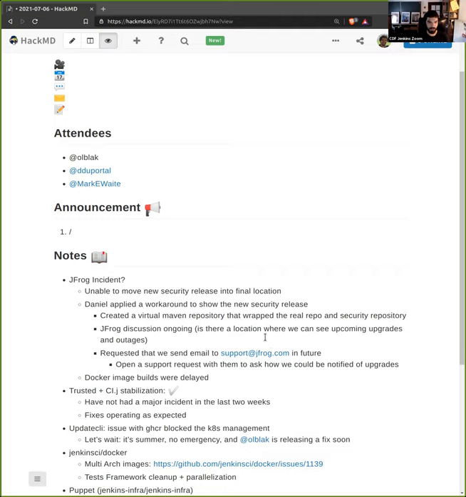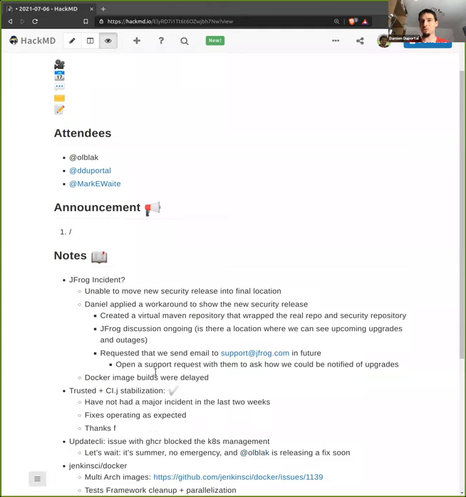So nothing major to report last week. Most of my attention was on JFrog and the security release, but except for that, it was pretty smooth. So many thanks to everyone who contributed, including Daniel and team who are not there. A lot of people put a lot of effort into this stabilization, which was a bunch of issues. So thank you everyone for your tips, issues, and work.